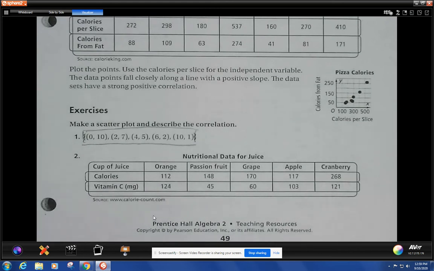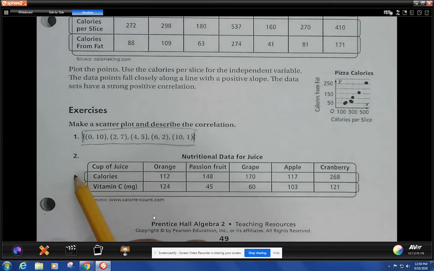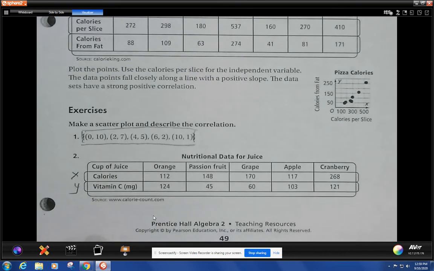In other words, if a juice has more calories, does that mean it also has more vitamin C or maybe less vitamin C? Is there a correlation between the calories and the vitamin C? So what we can do with this right now is assign this to be my X coordinate and this to be my Y. We'll just see if there's a relationship or not.